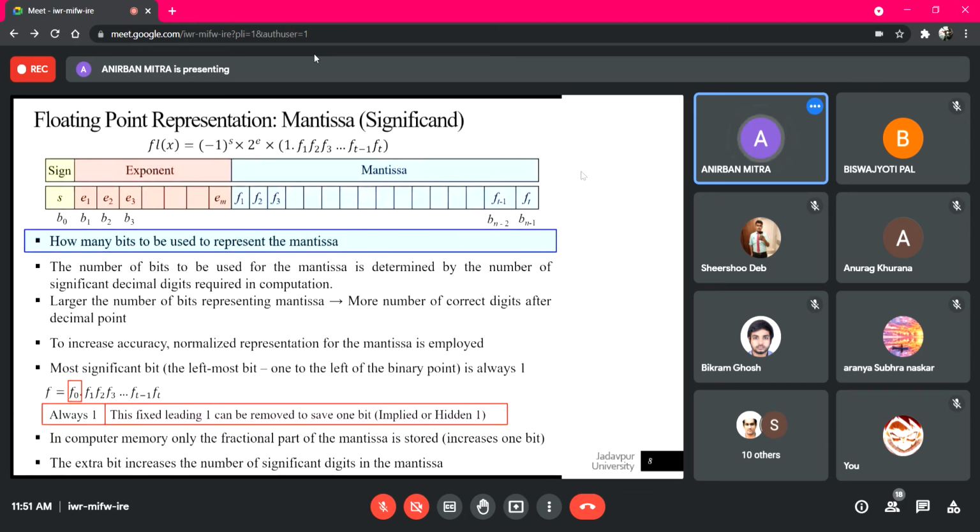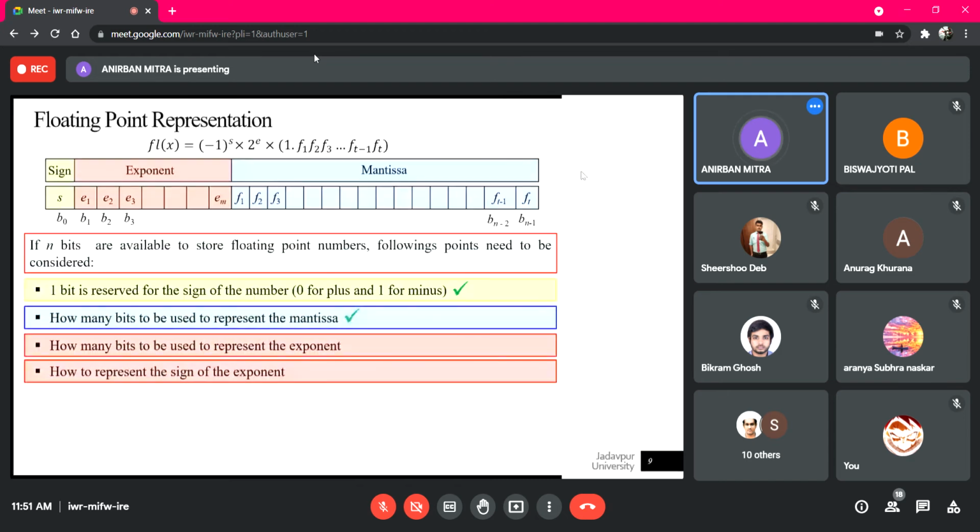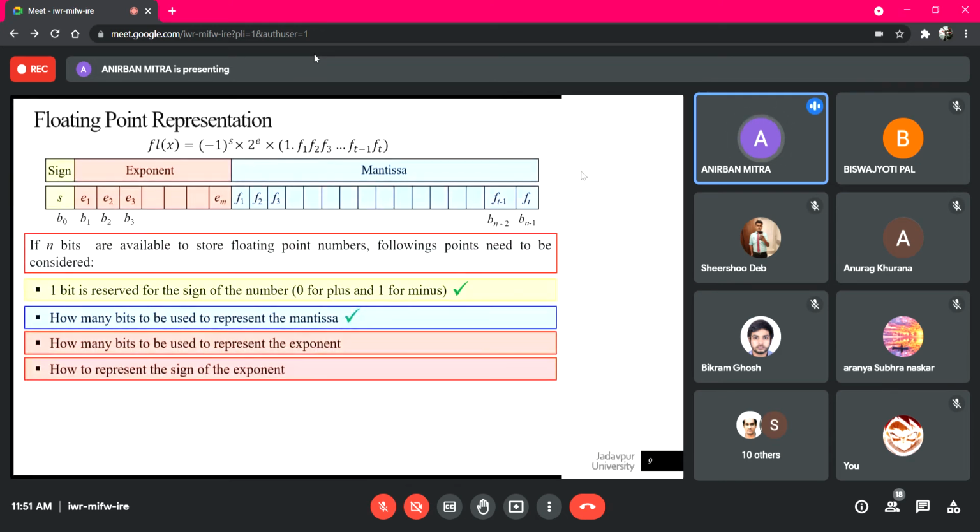As already mentioned, in computer memory, only the fractional part of the mantissa is stored, and it increases the mantissa by 1 bit. This extra bit ensures that the number of significant digits in the mantissa would increase. So that is all about the mantissa. Next, we go to the exponent.